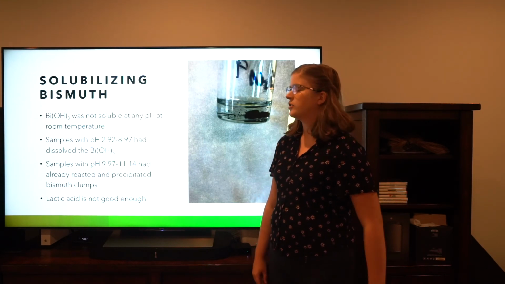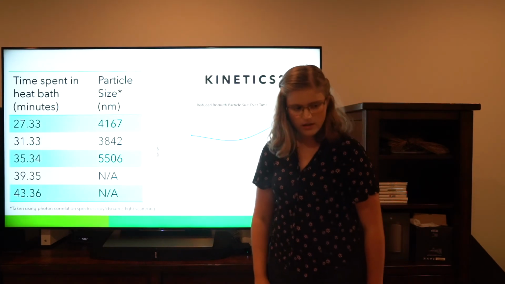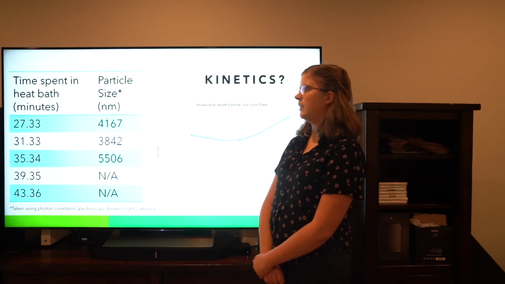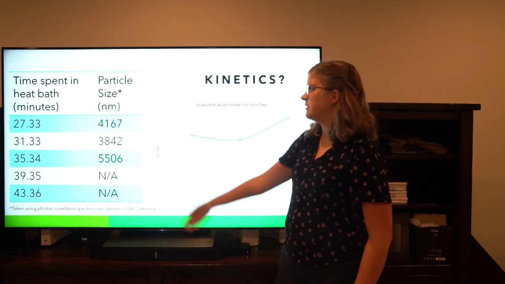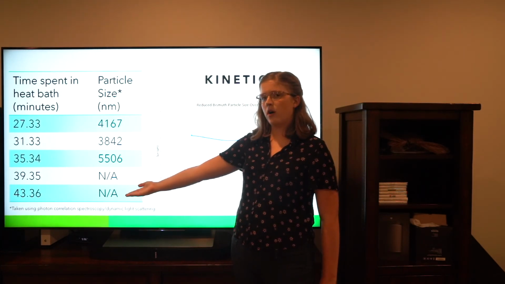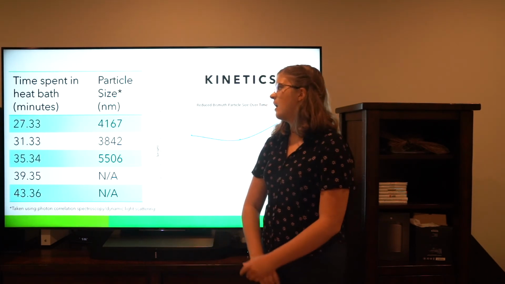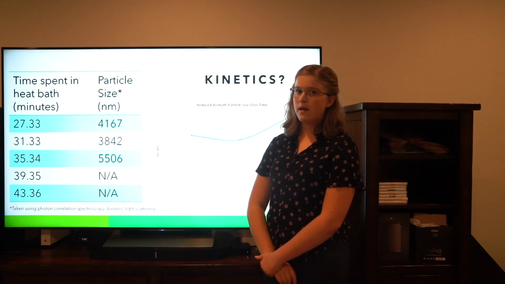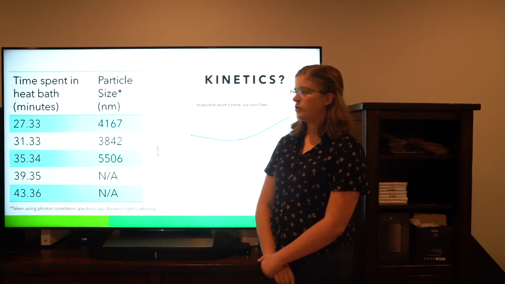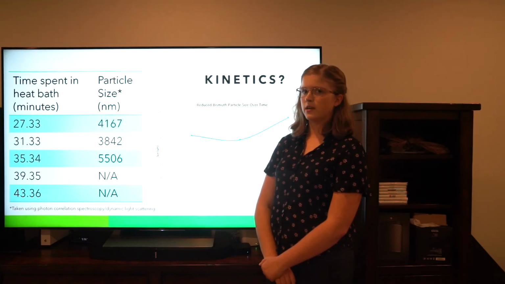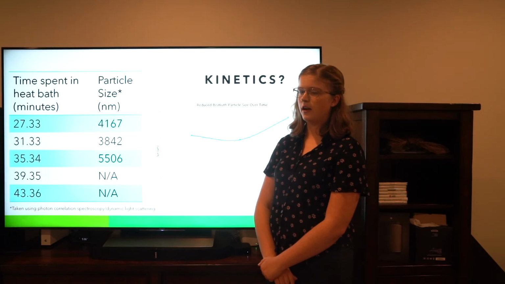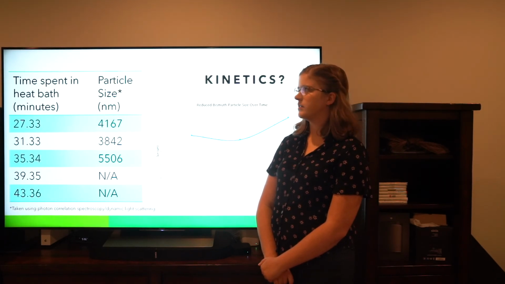So I tried another experiment using lactic acid and slow heating in a heat bath. As you can see, I did not get very promising particle sizes, since all of these are in the microns. I found these particle sizes using a Malvern zetasizer, which utilizes photon correlation spectroscopy and dynamic light scattering to measure particle size.